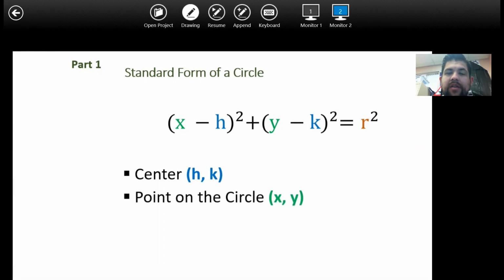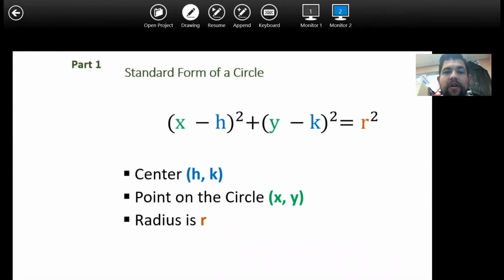The x and y are just points on the circle, and we're going to be able to determine specific values, or the r value that corresponds to that. And r is considered the radius. So given a center h, k, just like the vertex of a parabola, we're going to be able to calculate the radius that is provided.